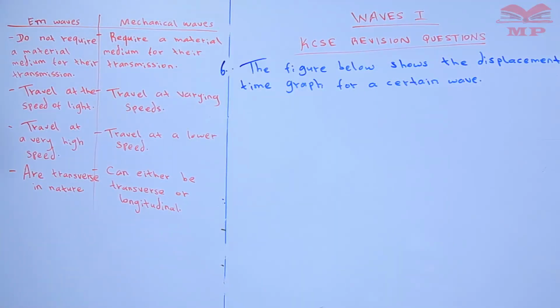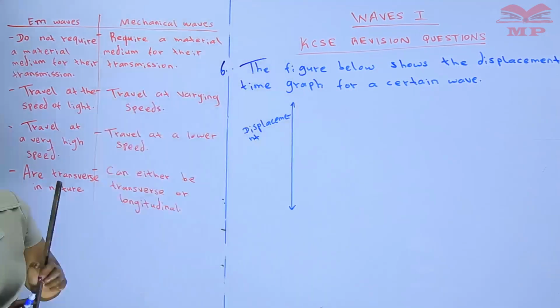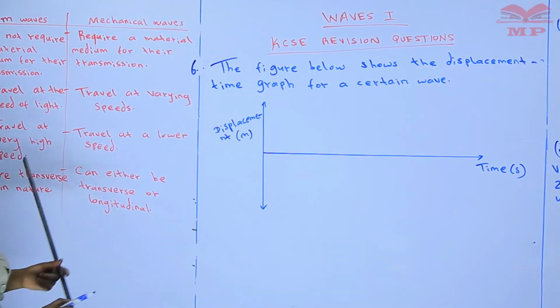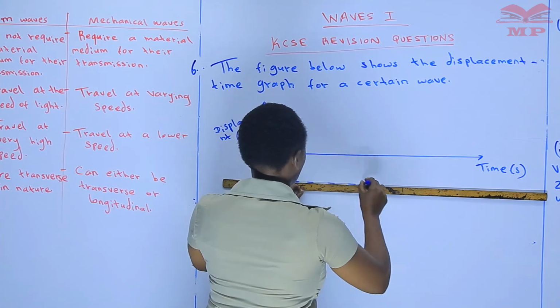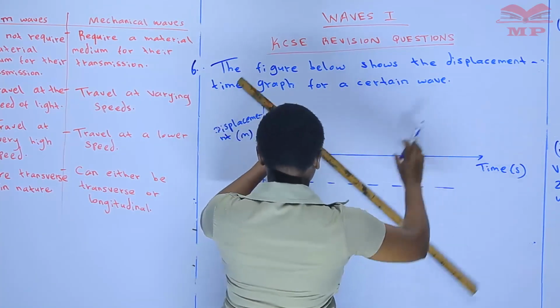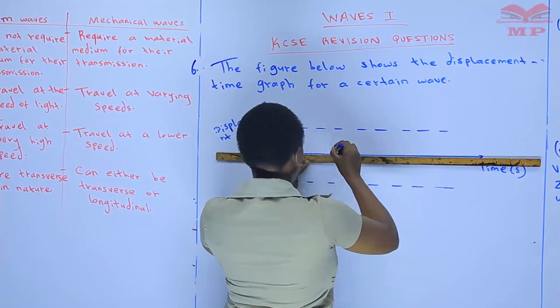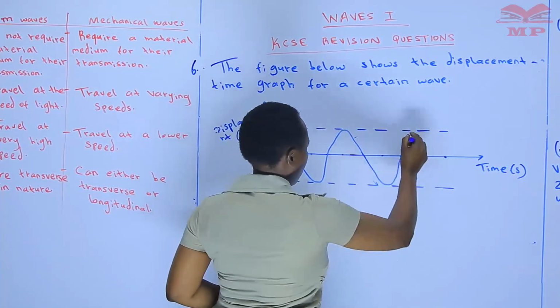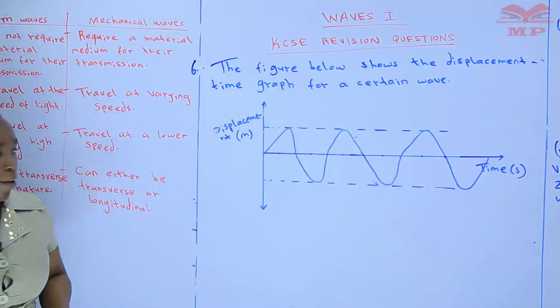The figure below shows the displacement time graph for a certain wave. So we want to have the wave here. This is displacement. We have time in seconds. This, as I said, is to guide us. So that's the wave.